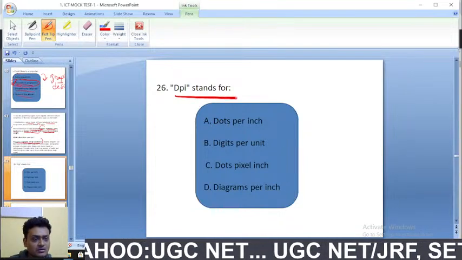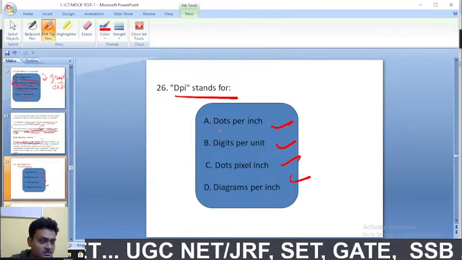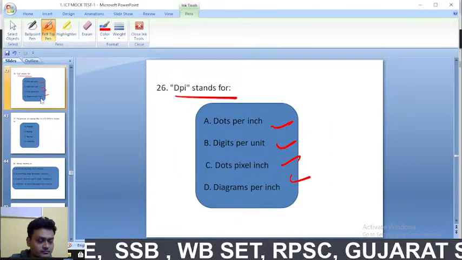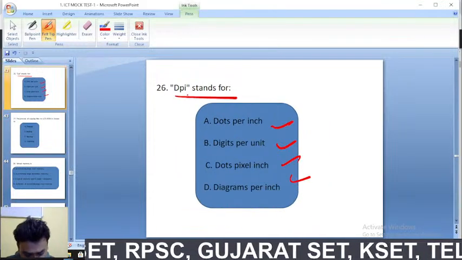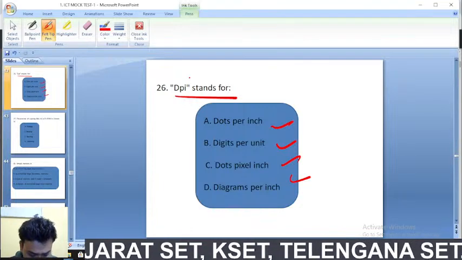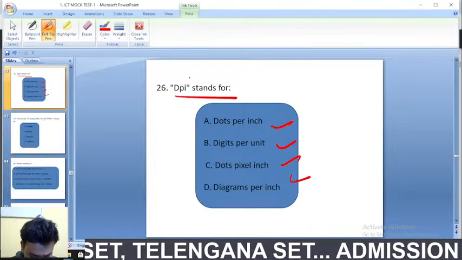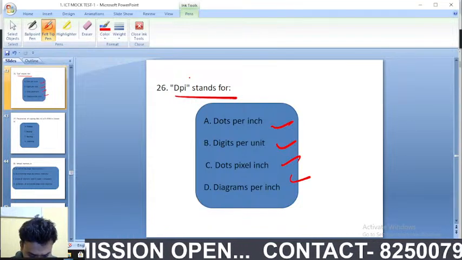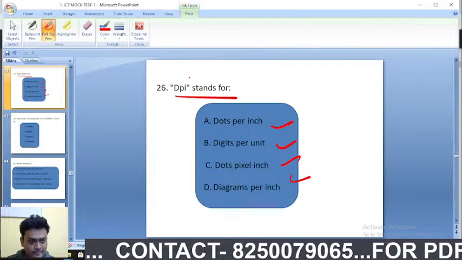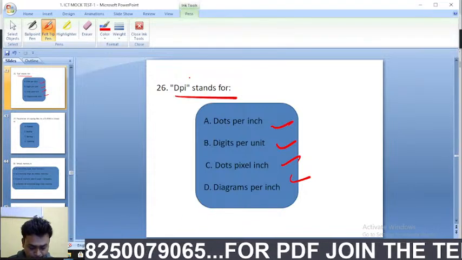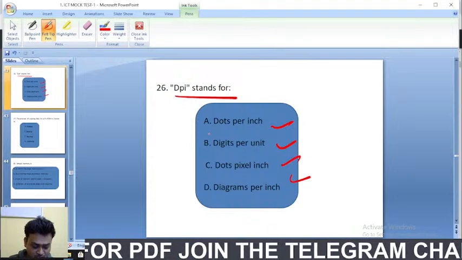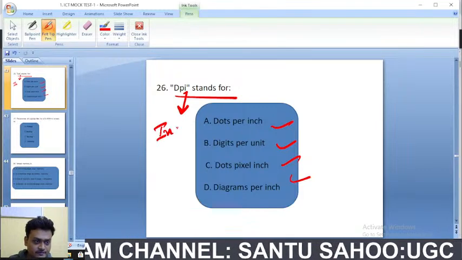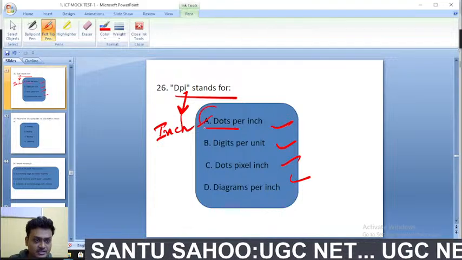DPI stands for dots per inch. Exactly, Archana, dots per inch.